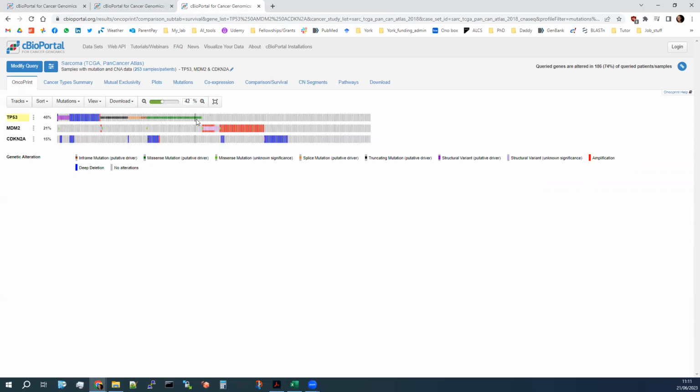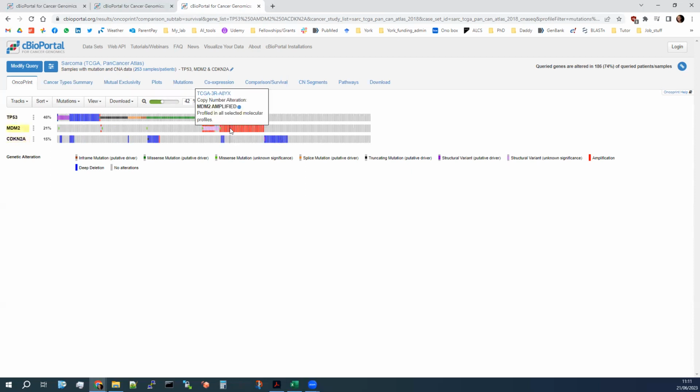So almost half of people have a mutation in P53. CDKN2A, 15%, they're kind of dotted about. And MDM2, 21%. But interestingly, there is this disconnect between P53 and MDM2 mutations. So if you have a mutation in P53, you probably don't have a mutation in MDM2. It's not as clear with CDKN2A, but there's still this big block at the end, and very rarely do CDKN2A mutations occur at the same time as MDM2.